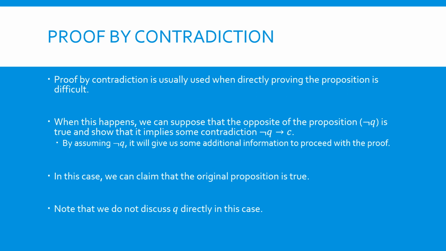We can use proof by contradiction when directly proving the proposition Q is difficult. Using proof by contradiction, we can convert the task of proving Q into proving not Q implies C. With the condition not Q, it could be easier to reach a contradiction compared with directly proving Q. Once we have reached a contradiction from not Q, we can claim that the original statement Q is correct. Also, note that proof by contradiction does not directly prove Q. Therefore, it is also an indirect proof technique.